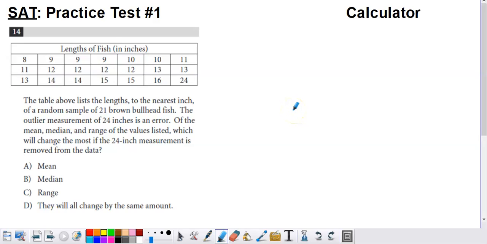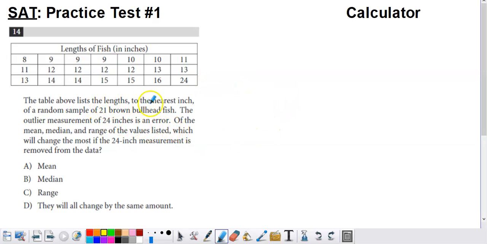This is a practice SAT problem. It is a calculator question. And if you look at what we are given, we're given a table that represents the lengths of fish measured in inches. So you see we've got the values already in order, which is kind of nice. We've got values ranging from 8 up to 24 and then all the values in between.